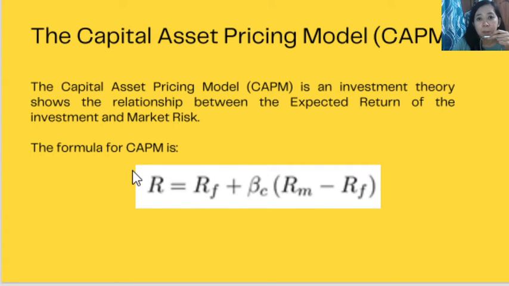So the formula to compute for CAPM is the following. This is represented by R, which is equal to the variables as follows: R sub F plus beta, and then we will multiply it with R sub M minus R sub F. Okay, so what are these variables?